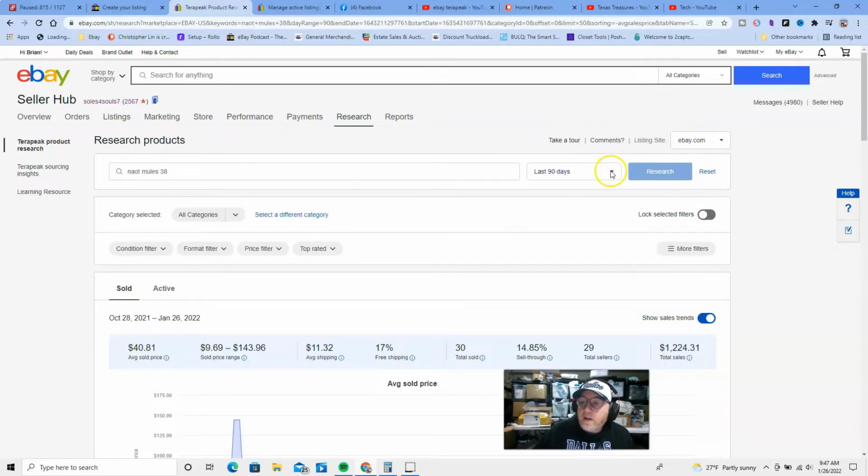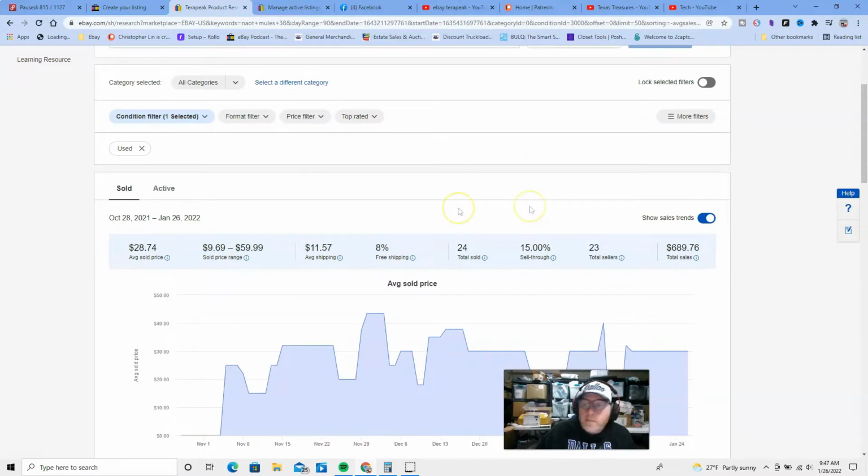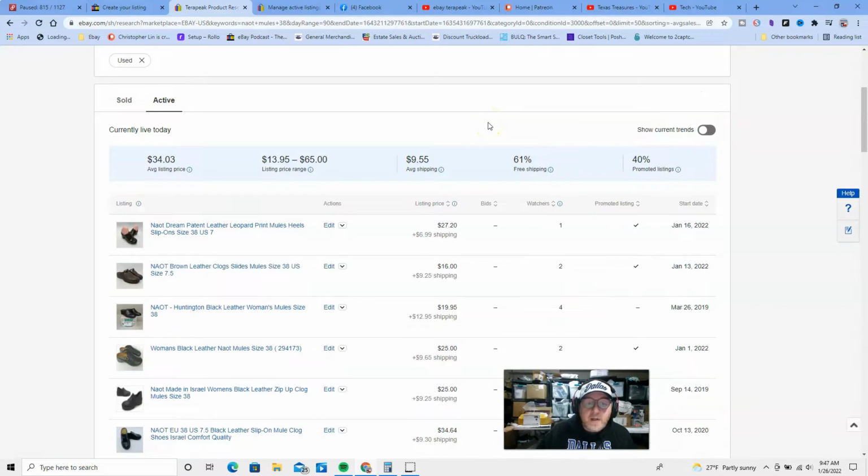So you have a couple options here. What I do first of all is I look at the last 90 days. I hit the research button. I select the condition, which these are used, and I hit apply. Down below we have a lot of good data we can look at. Right now I'm looking at the sold page. You can also look at the items that are active.